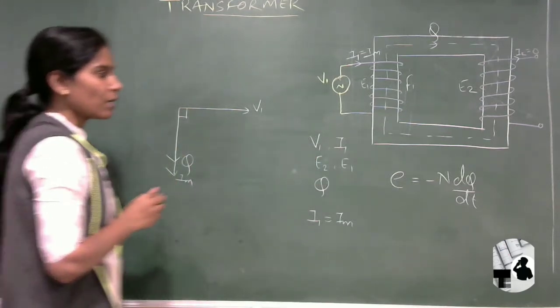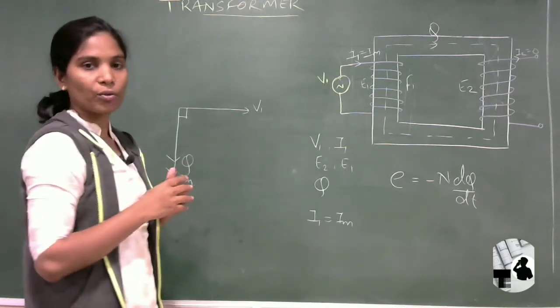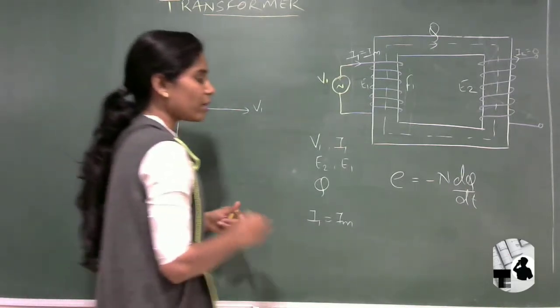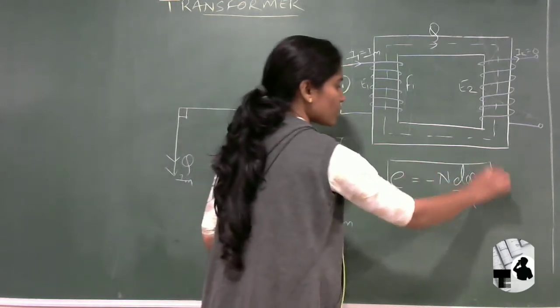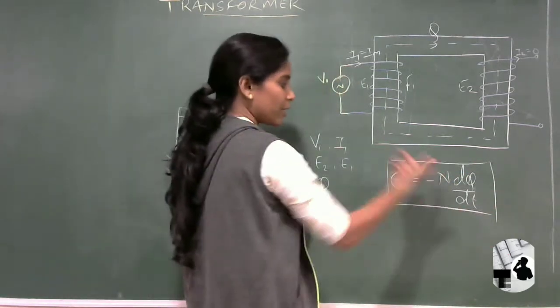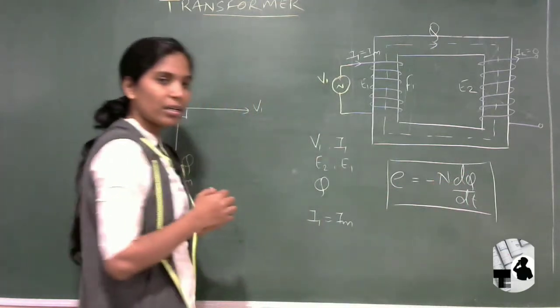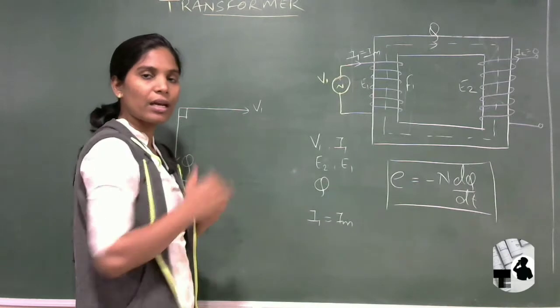So see, E1 and E2 is what? It is the induced EMF due to the Faraday's law of electromagnetic induction. So we have told that this is the equation which represents my Faraday's law. So we have seen what is N, that represents the number of turns in the coil. What is d phi by dt, that is representing the change in flux. Due to that we are getting the EMF.